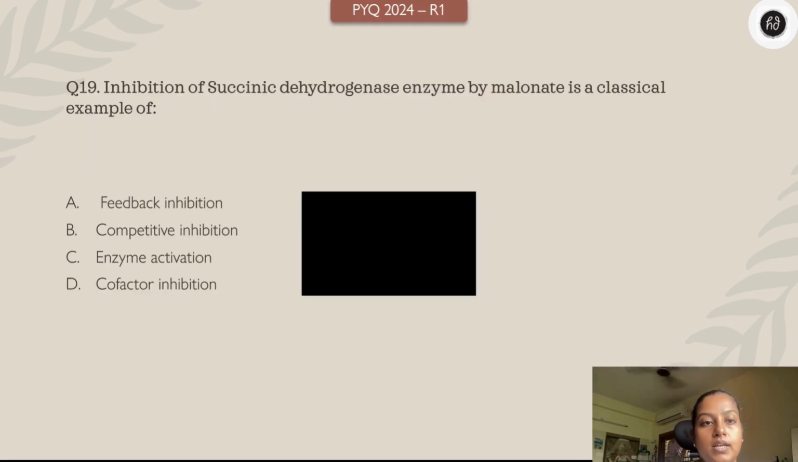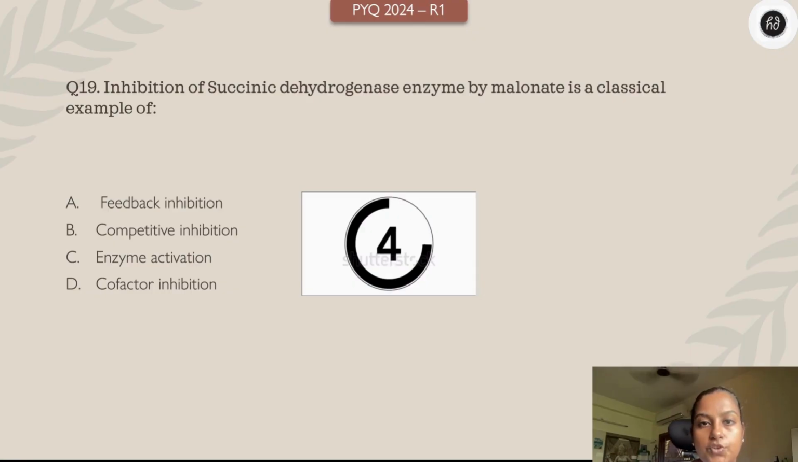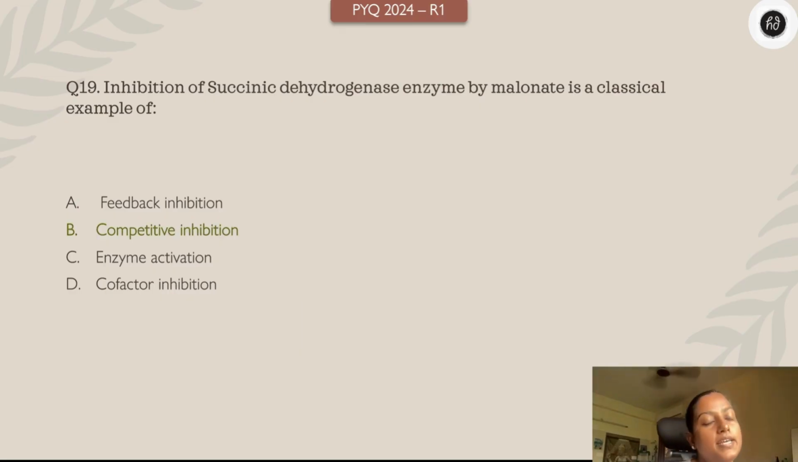Inhibition of succinic dehydrogenase enzyme by malonate is a classical example of feedback inhibition, competitive inhibition, enzyme activation, or cofactor inhibition. Your time starts 3, 2, 1 right now. This is an easy question. The answer is competitive inhibition.